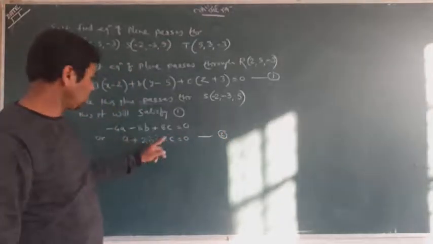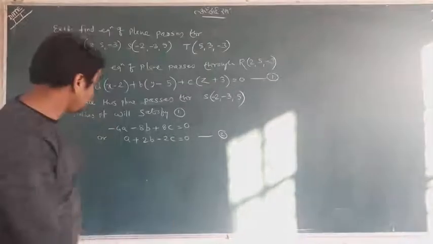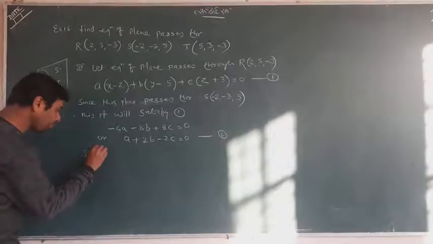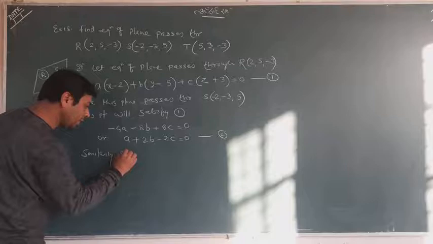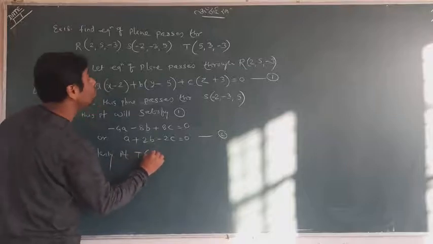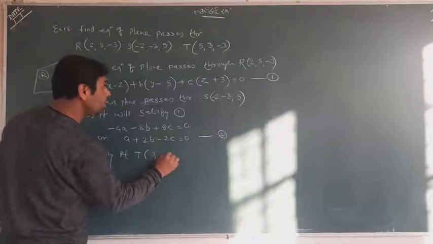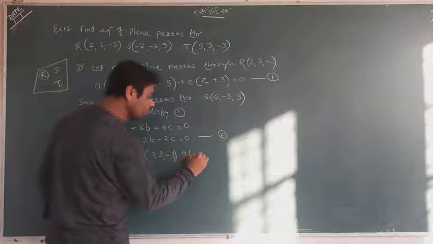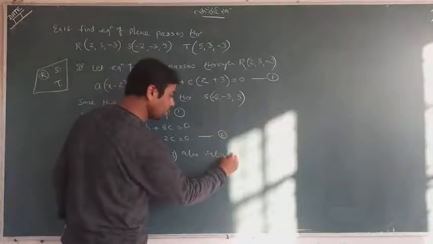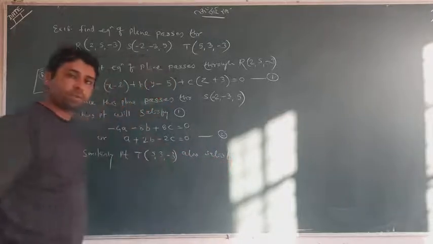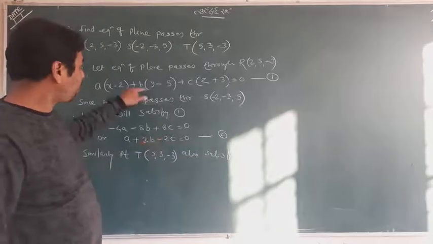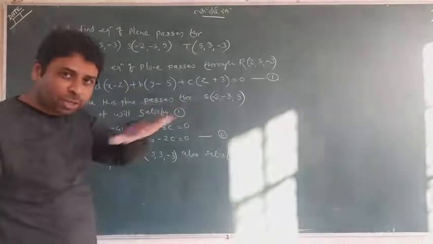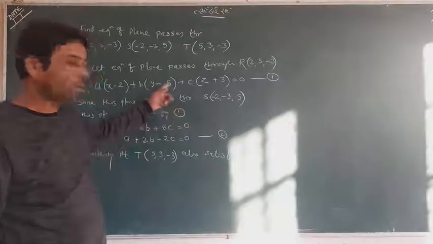This is 2, this is minus 2. Now, similarly, I will write point T: 5, 3, minus 3 also satisfies equation 1. Meaning that the plane was passing through R, S and T, so T also will satisfy 1.